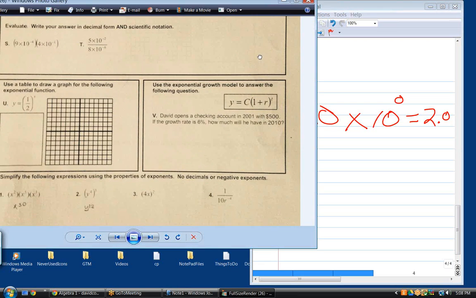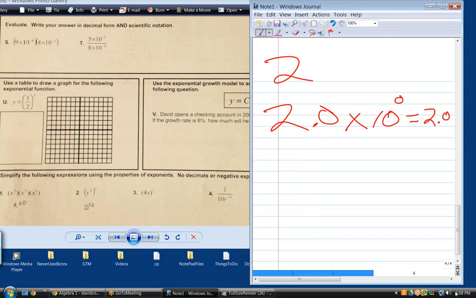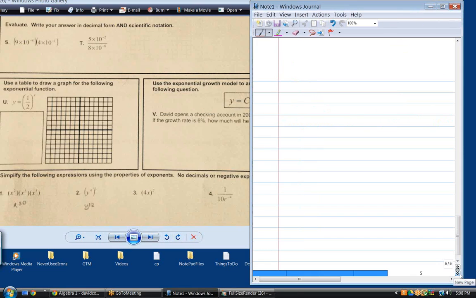All right. So this one, they want our answer in both decimal and scientific notation. So the first one, the decimal is pretty easy. What's the decimal expression? Well, the way to do these is multiply the whole numbers, multiply the tens, and see what you start with. What's 9 times 4? 36. What's 10 to the minus 4th times 10 to the minus 1?